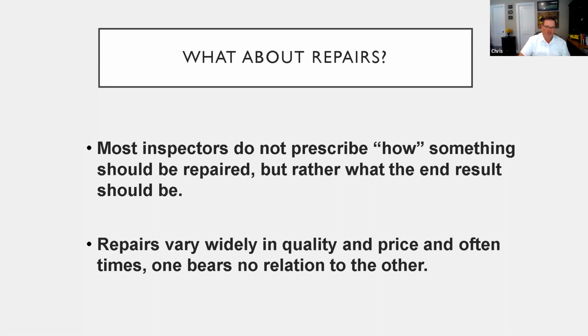Most home inspectors prescribe how something should be repaired rather than what the end result should be. End results can be different in different situations. So we just talk about how they need to be repaired, not what it should look like when it's finished. Repairs vary widely in quality and price, oftentimes, and they don't really bear much relation to one another either.